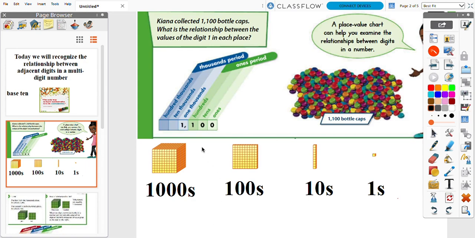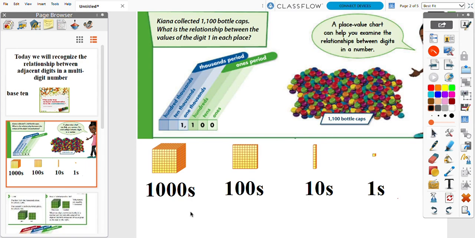Going back to that word adjacent, this one here in the hundreds place is adjacent to the 1000s. The 1000s place is adjacent to the hundreds. So look at what they have here. They said Kiana collected 1,100 bottle caps. What's the relationship between the values of the digit 1 in each place? So they're asking us, how are the hundreds and the thousands and these ones related?